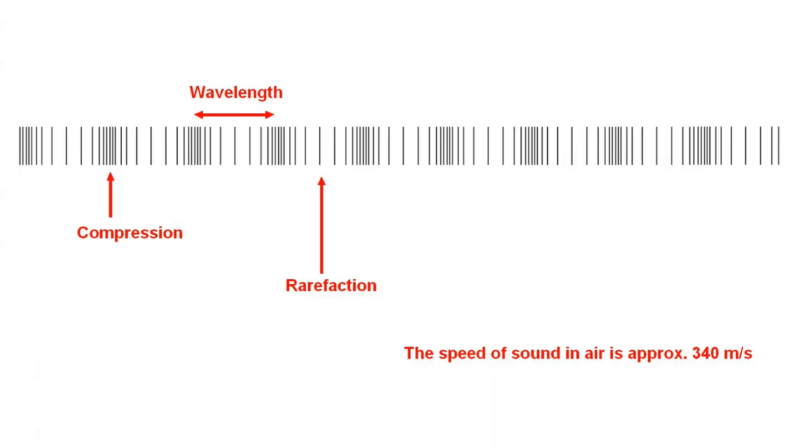First, we will take a look at sound waves. They consist of compressions and rarefactions in the air. The wavelength is the distance between two compressions.